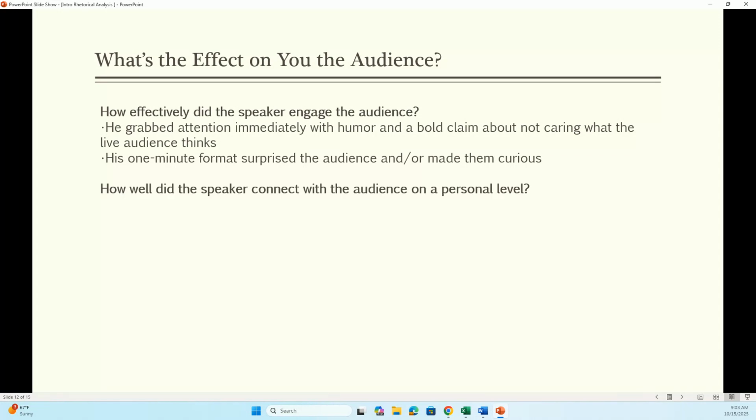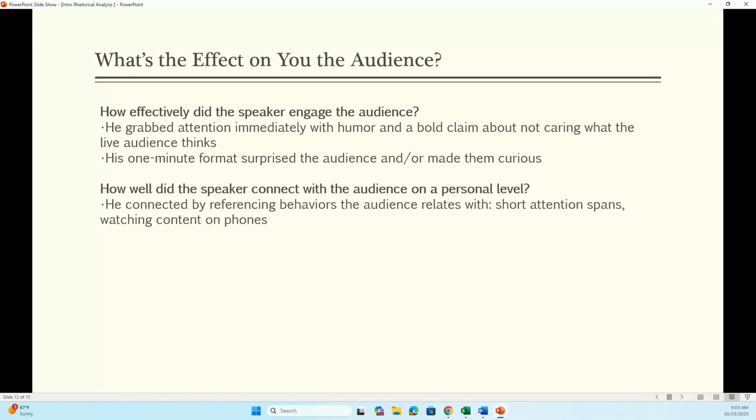Okay, how well did the speaker connect with the audience on a personal level? Well, that probably depends on the audience, but he probably connected with a large portion of that audience by referring to those behaviors that we, members of the digital age, relate with. Short attention spans, watching content on phones, that's who we are now.